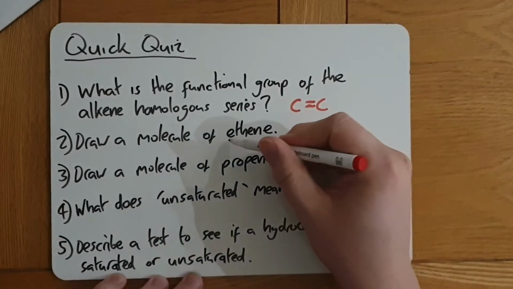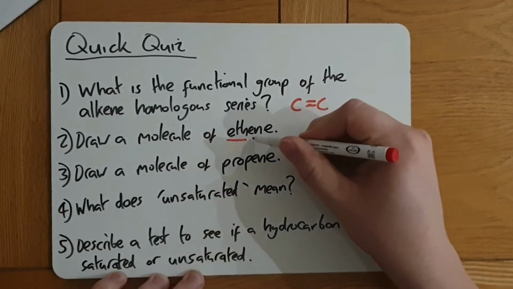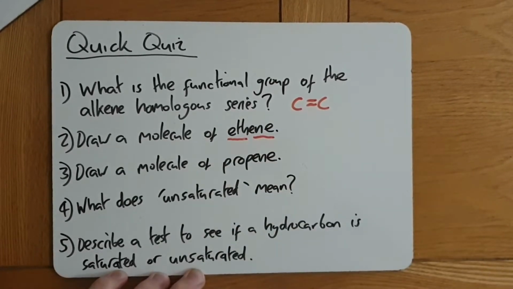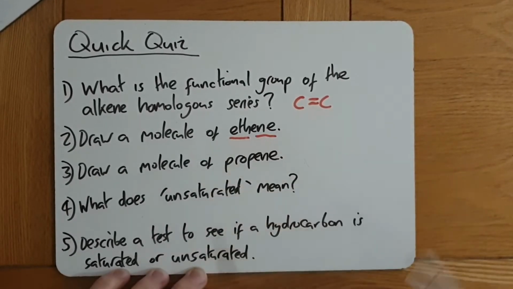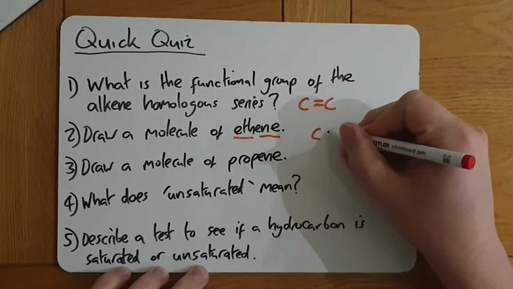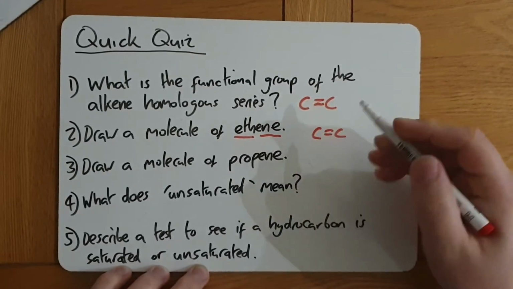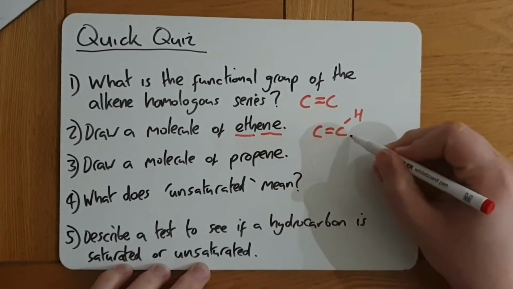Right. Draw a molecule of ethene. So you should be able to work out that eth means 2 and ene means it's an alkene. And we've just said alkenes have got C double bond C. So eth, 2 carbons. So we need 2 carbons with a double bond. And then we need to fill the rest in with hydrogens.